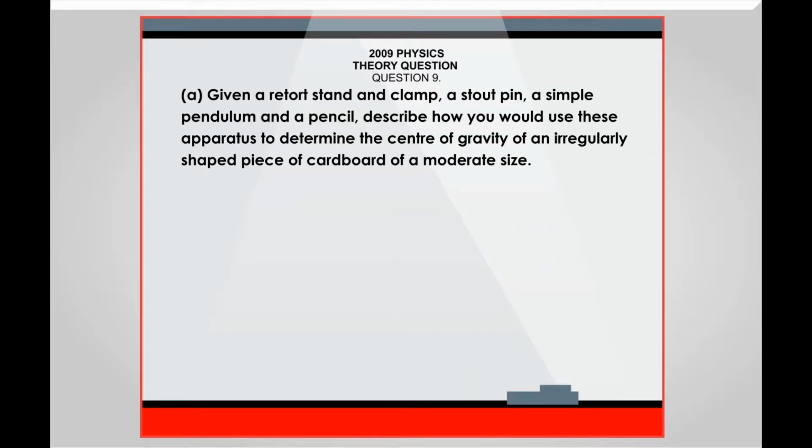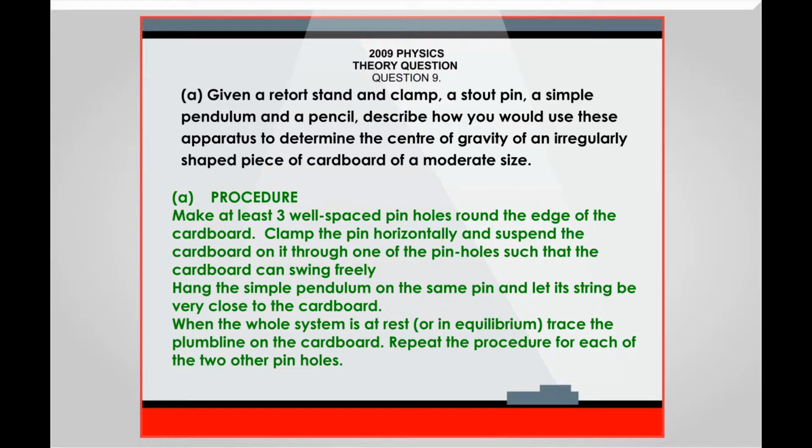Question 9. Given a retort stand and clamp, a taut string, a simple pendulum and pencil, describe how you would use this apparatus to determine the center of gravity of an irregular shaped piece of cardboard of a moderate size. Answer.